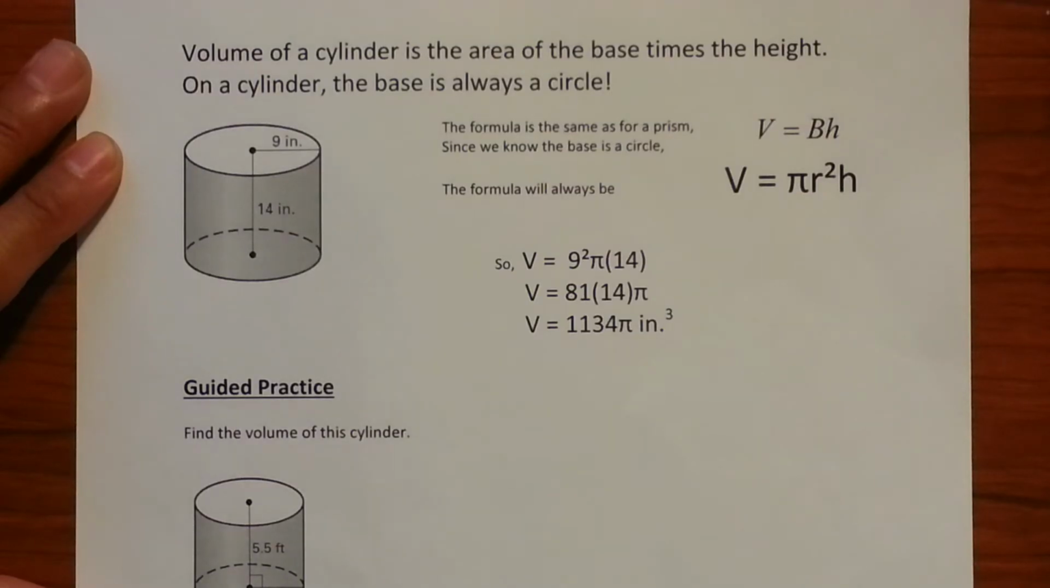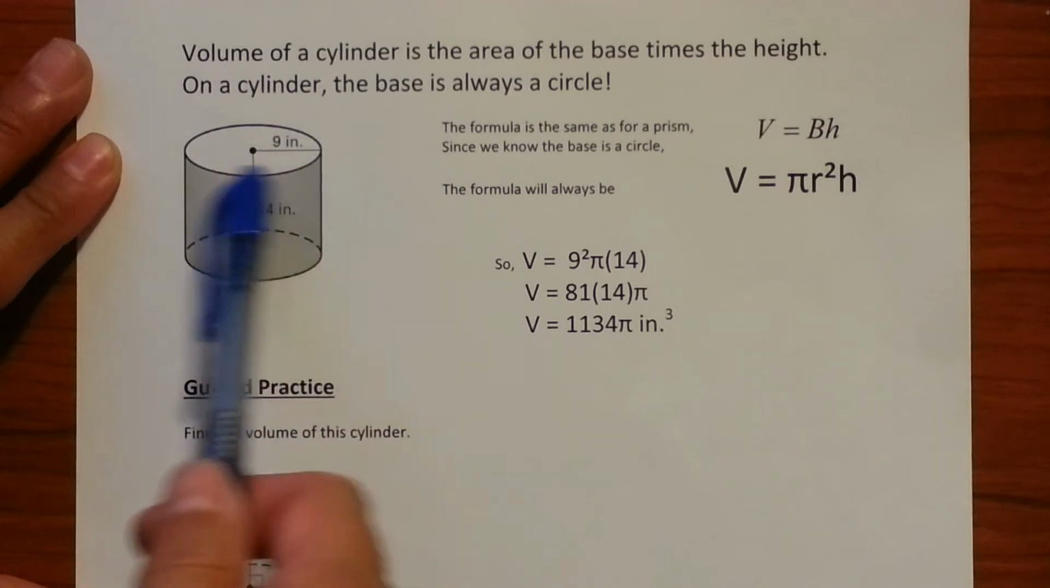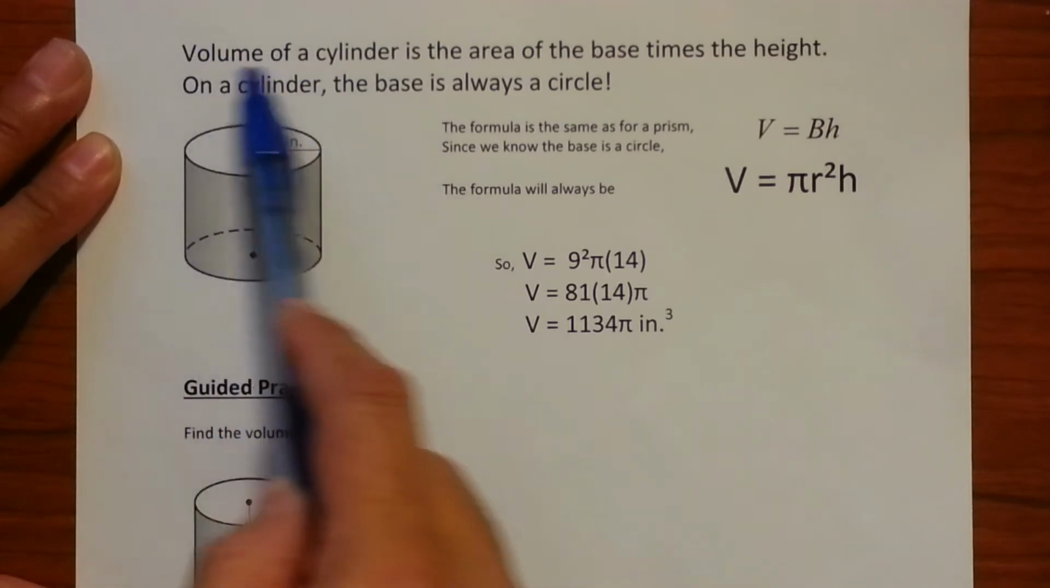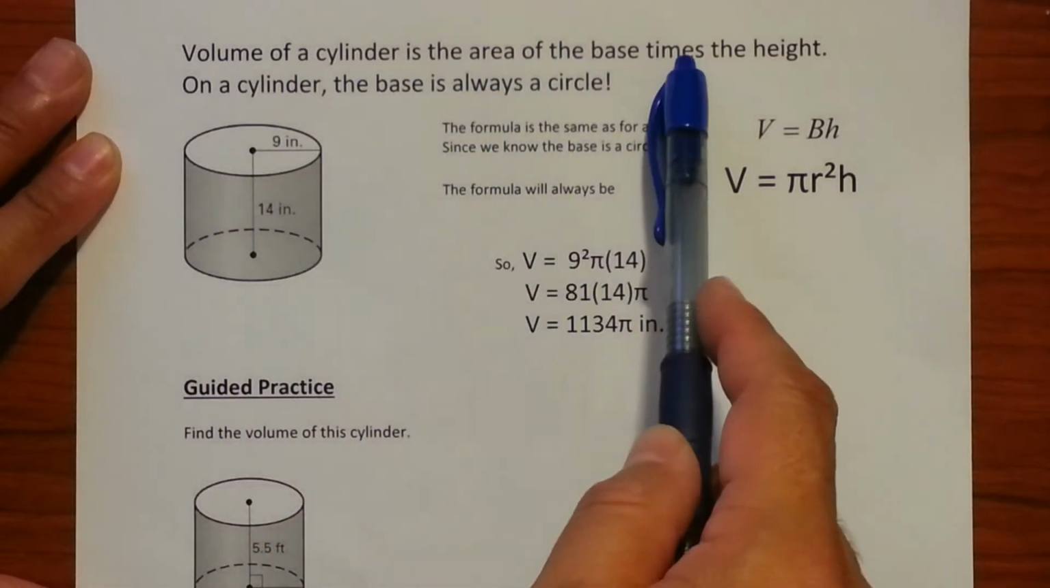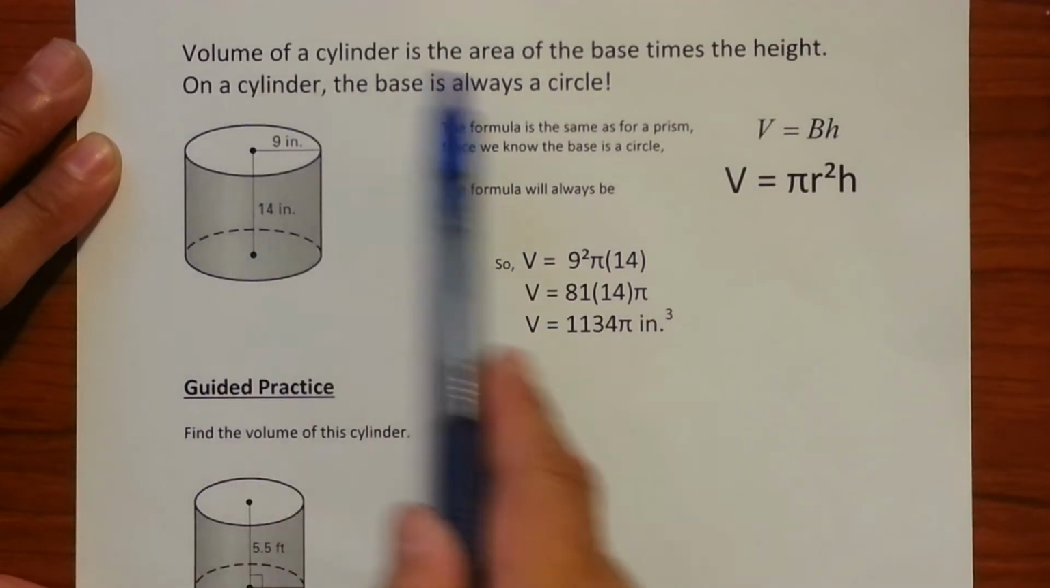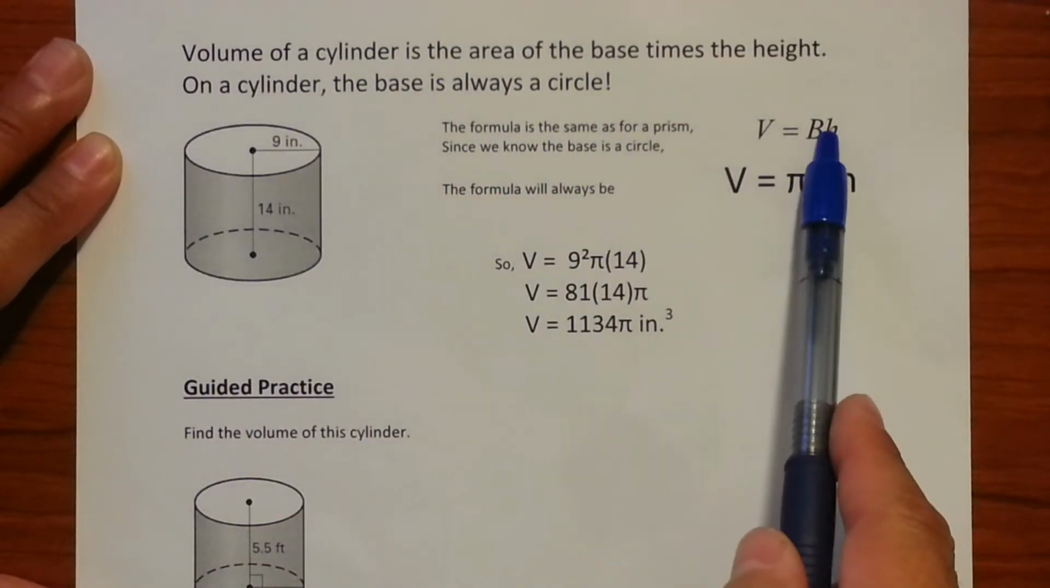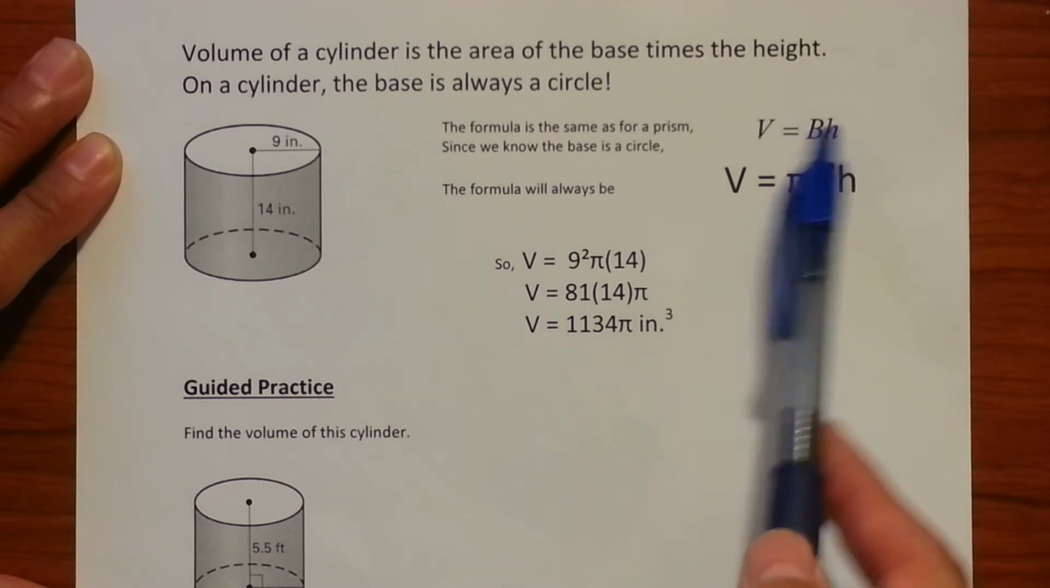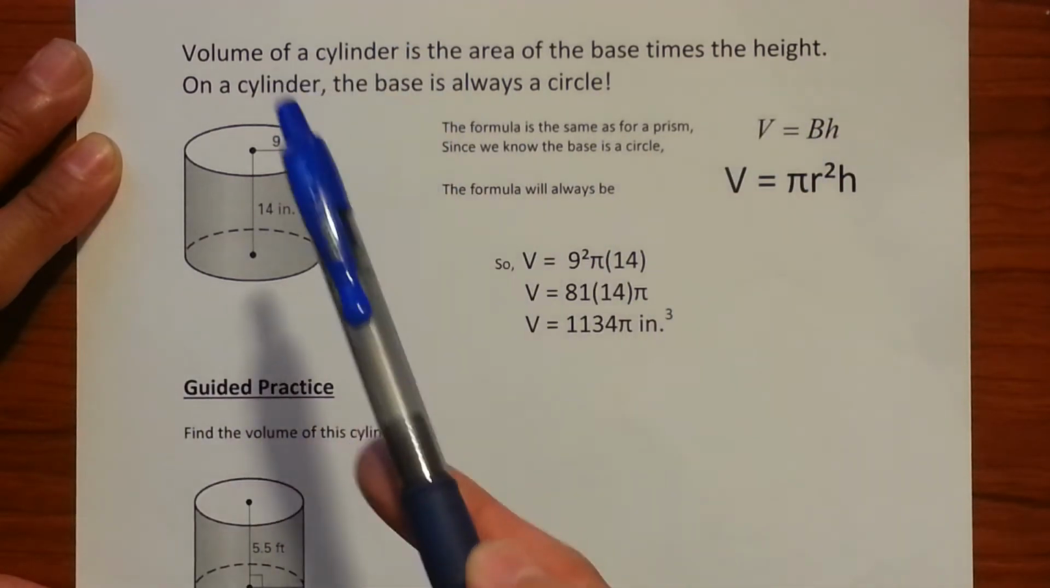This next problem here is going to be a cylinder. Here's a cylinder. So the volume of a cylinder is the area of the base times the height. Now right here, this looks kind of weird, but it's the same as what we had before, just a different shape.